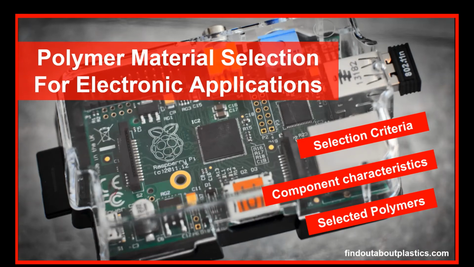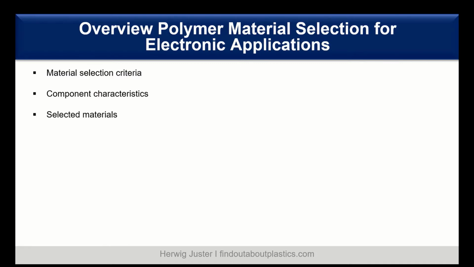My name is Herwig Juster and today we discuss the polymer material selection for electronic applications. Okay, let us get started. Today we have three different sections. So we start with the material selection criteria for electronic applications. Then we discuss some component characteristics and then we jump into selected materials. I have some commodity materials, some engineering polymers and some high performance polymers.